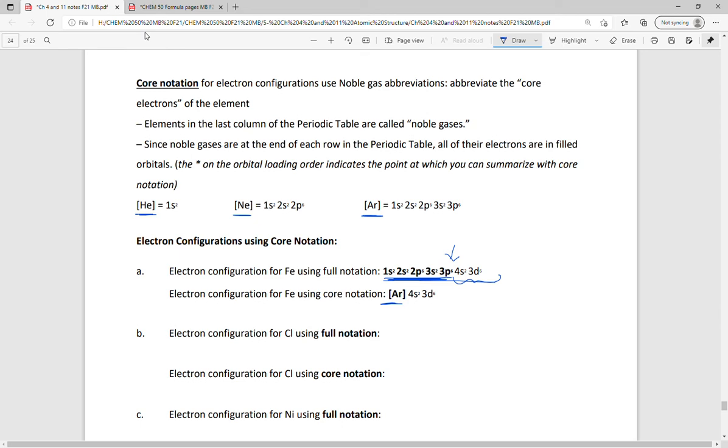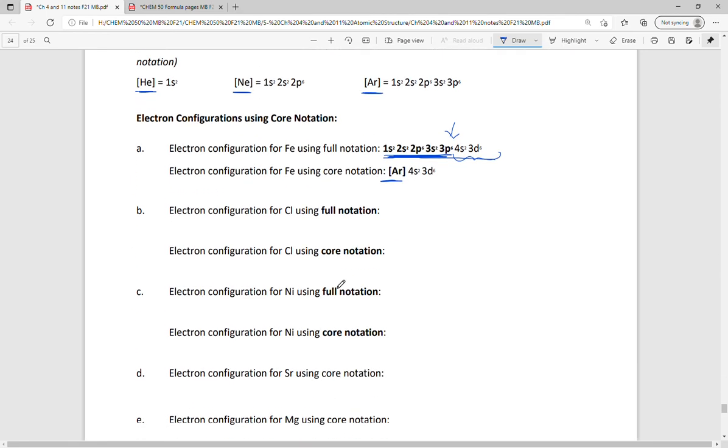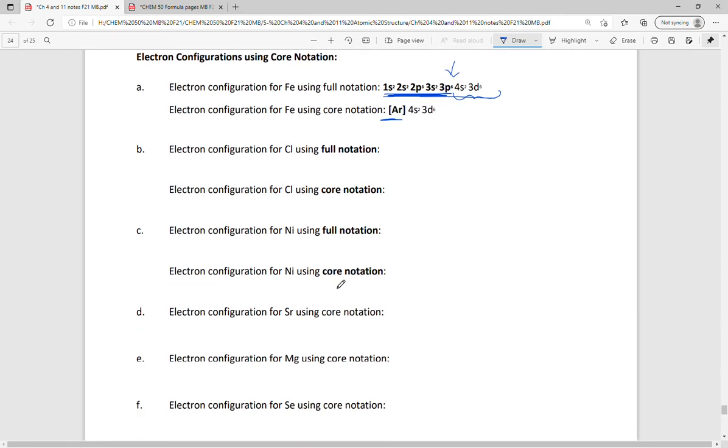Let's do just a few more here using full notation and then abbreviate that to core notation. So chlorine would have 17 electrons to place. Oops, I should flip my page. So I'd have 17 electrons to place. Full notation would be 1s2, 2s2, 2p6, placing the 10.